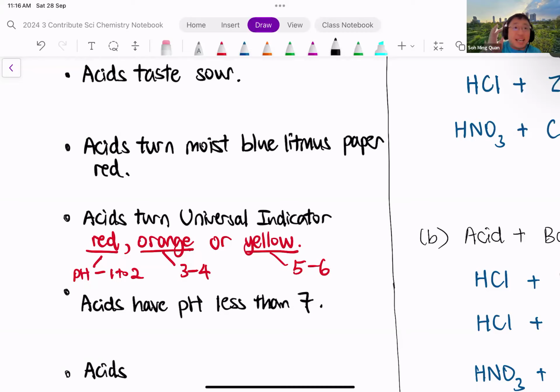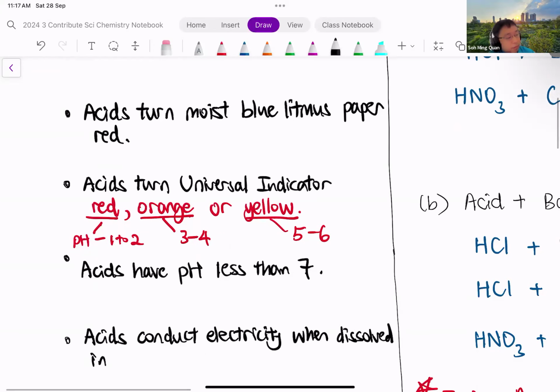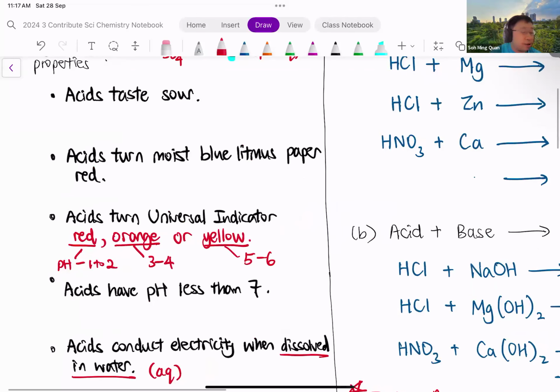Remember, for acids, the state symbol is always aqueous because you have to dissolve in water to produce H+ ions. So acids conduct electricity only when dissolved in water. Okay, so remember, dissolve in water means the state symbol is aqueous. All right, so these are the 5 physical properties of an acid. Maybe I can zoom out and we can take it down quickly.